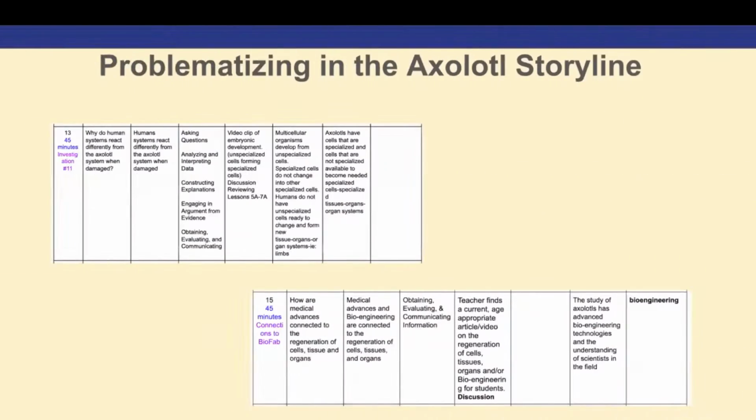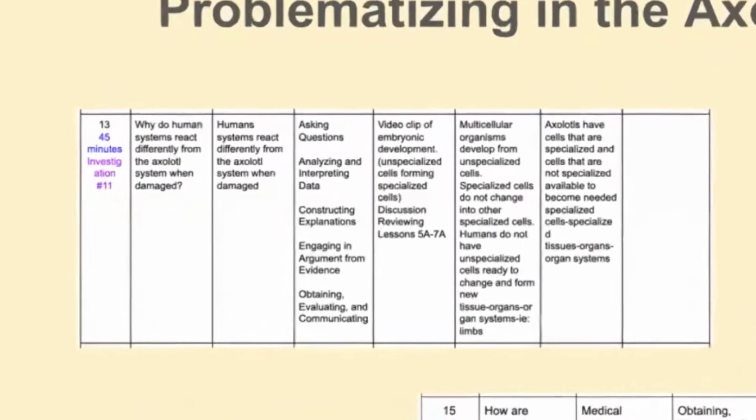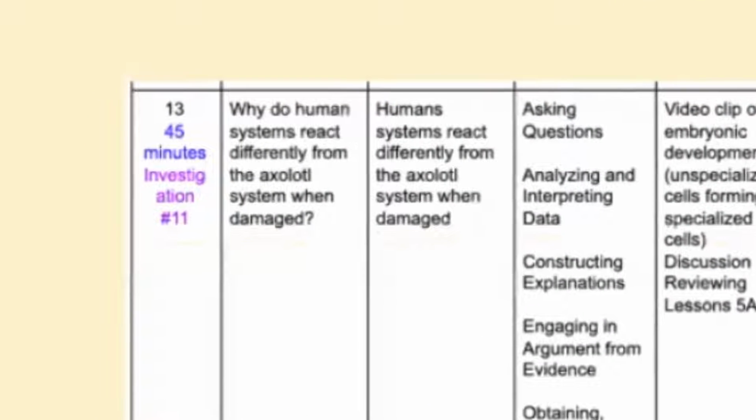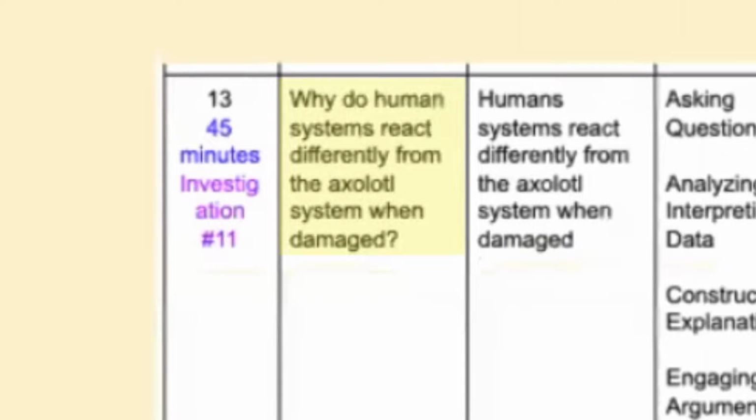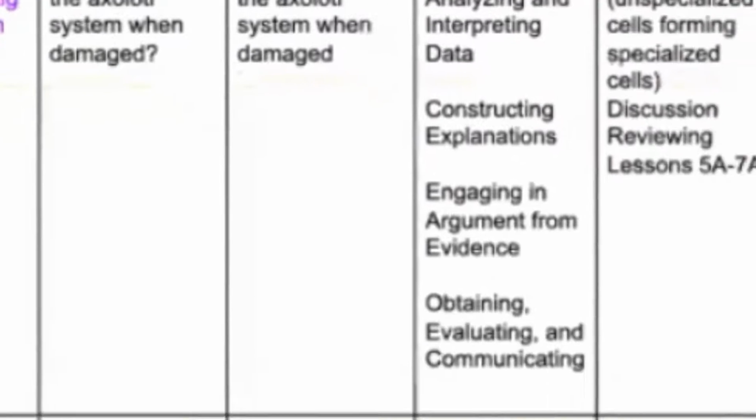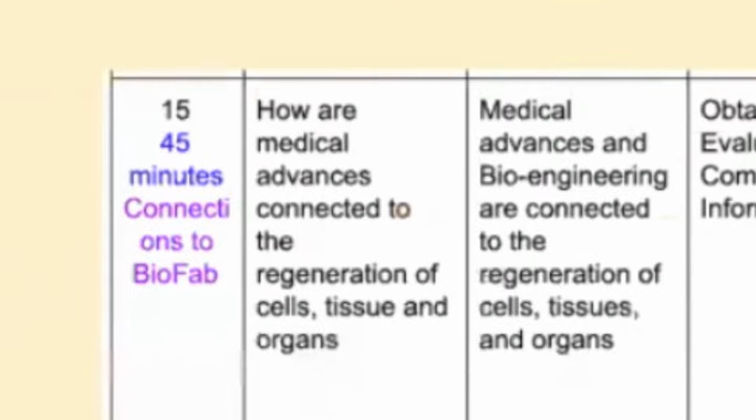In the axolotl storyline, there are examples of students needing to go deeper. The first is applying what they understand to humans. The other is in lesson 15, where they ask about current medical advances that have to do with the regeneration of cells, tissues, and organs, which was the catalyst for this project.